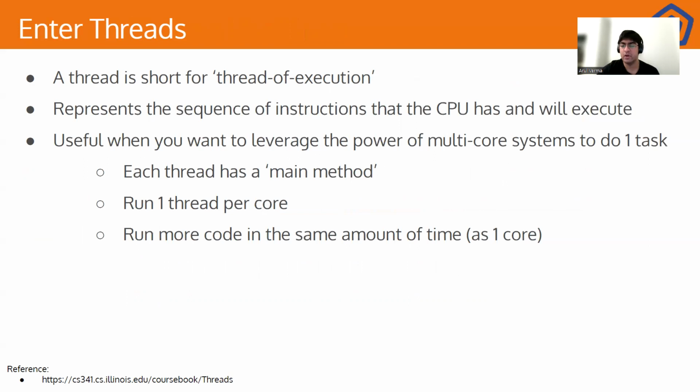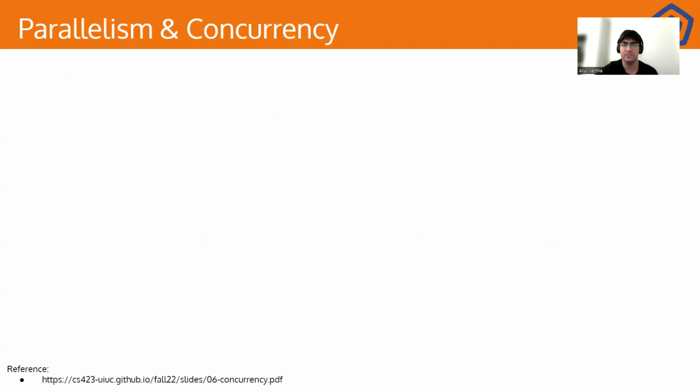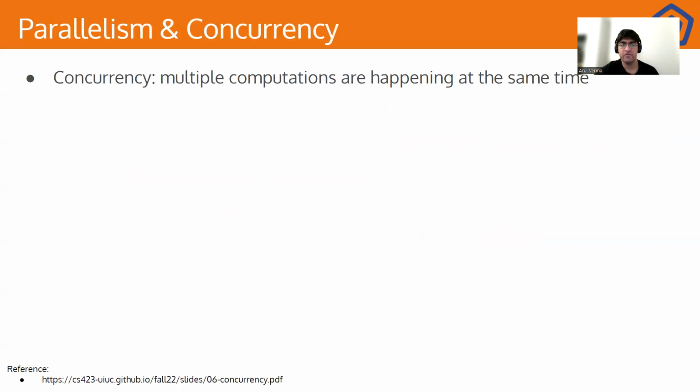And you can run the same amount of code in one thread that you can in your main or general code. So this allows you to run the same amount of code multiple times, and this allows for parallel and concurrent code execution. If you've already got the gears turning in your head, you kind of see what I'm getting at, but we'll elaborate a bit more as to why this is more efficient. So let's first talk about the definitions of parallelism and concurrency.